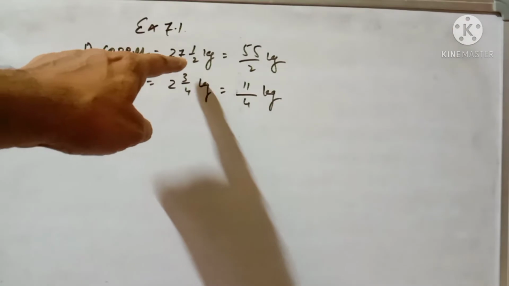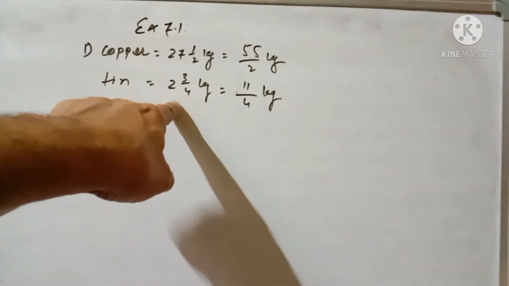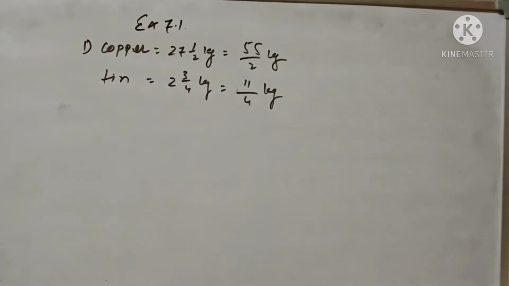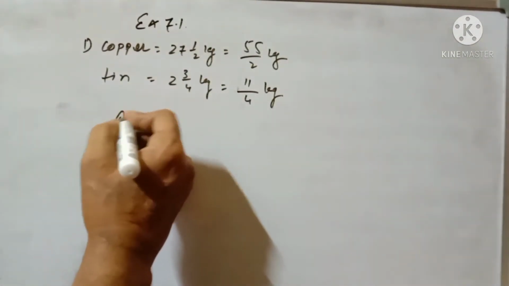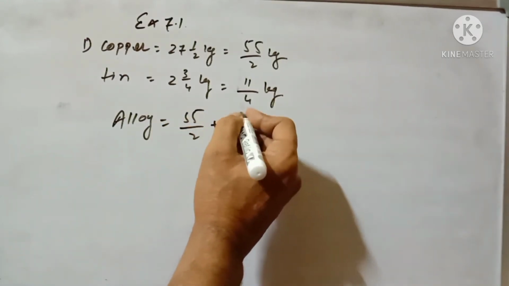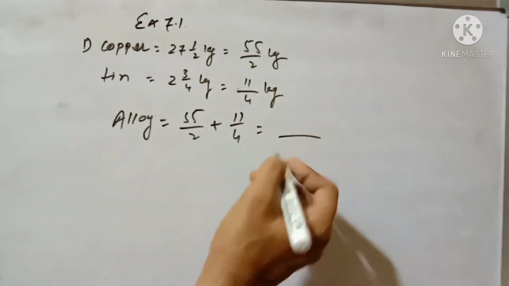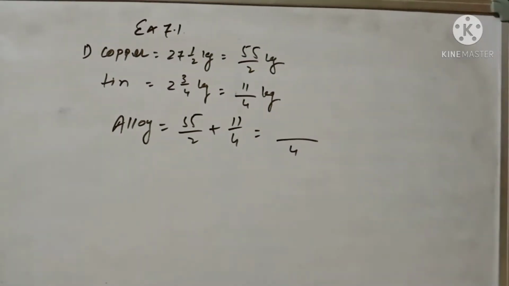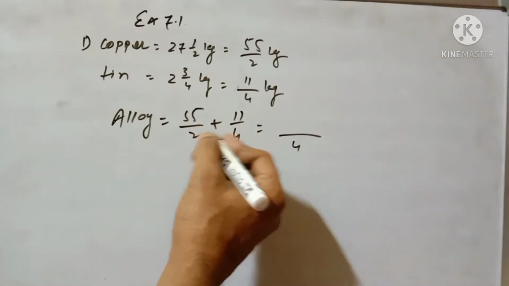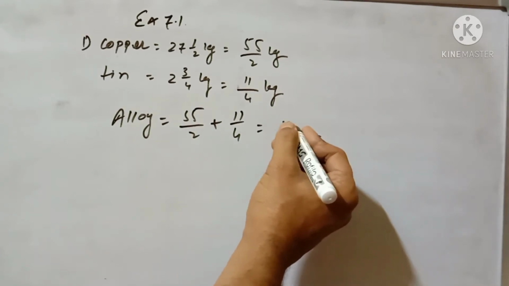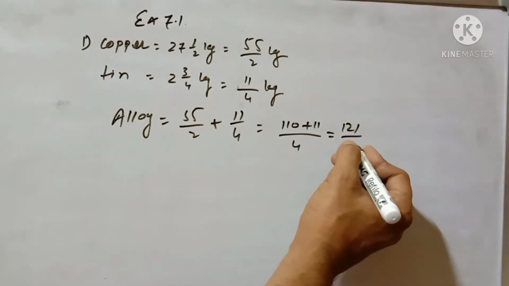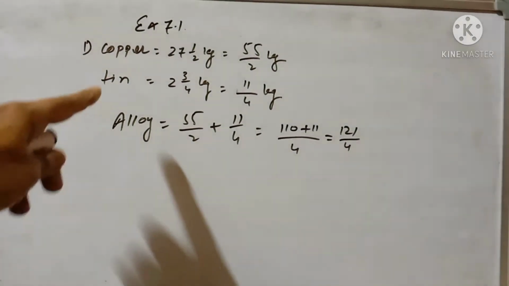So copper is 27 1/2 and tin is 2 3/4. Now, alloy. As we know, alloy means we have to add together. Alloy equals 55/2 plus 11/4. The denominator will come 4, and the numerator will come 110 plus 11, that is 121, over 4.